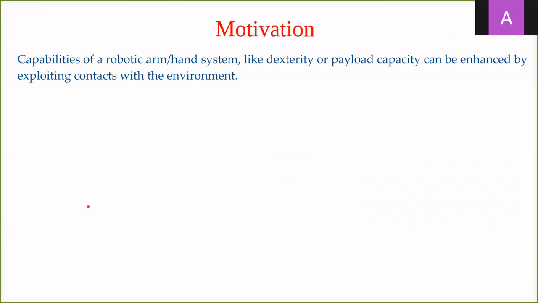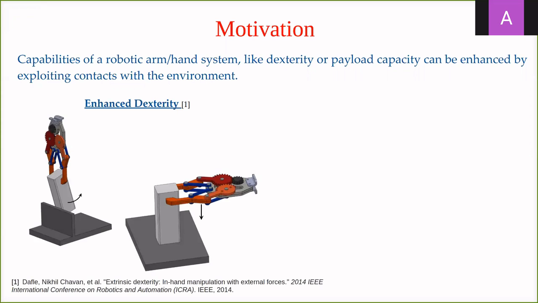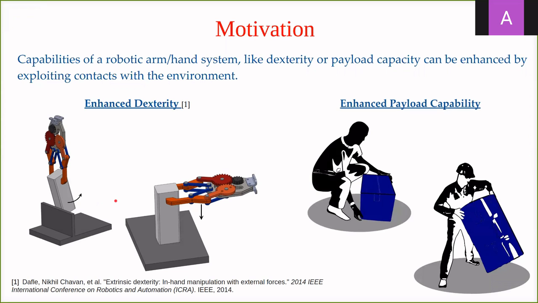Capabilities of a robotic arm hand system like dexterity or payload capacity can be enhanced by exploiting contacts with the environment. The figure on the left shows how dexterity can be improved. The contacts with the environment can be used to reposition or reorient an object which is already grasped. This has been coined as extrinsic dexterity and studied in reference 1. The figure on the right shows how payload capacity can be improved.